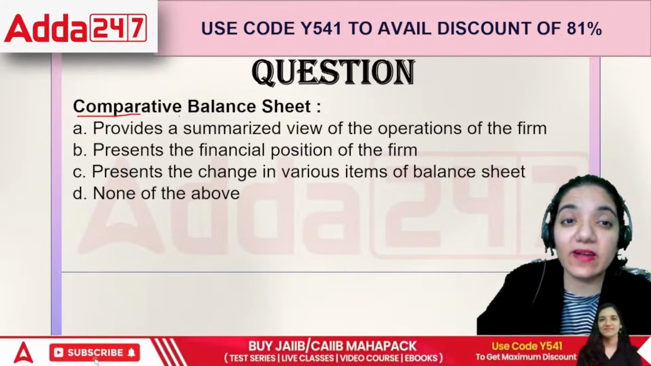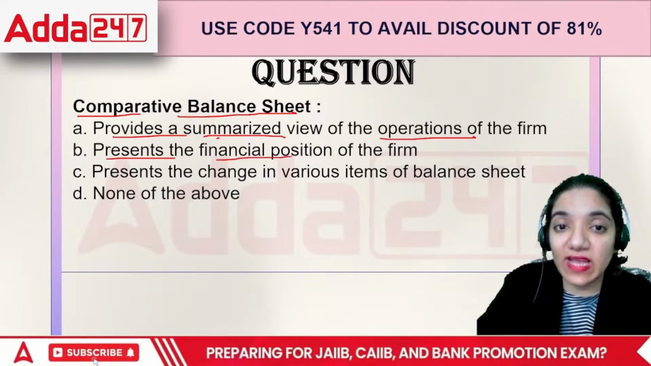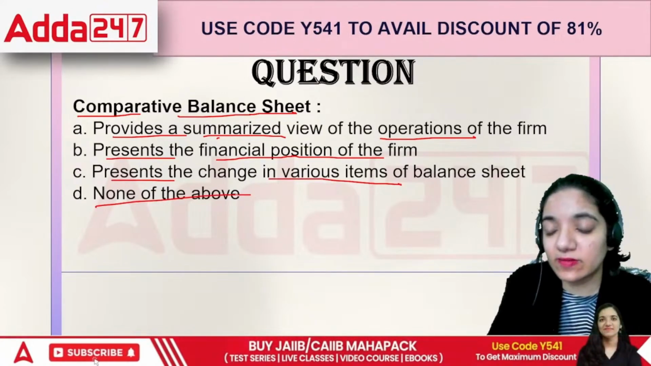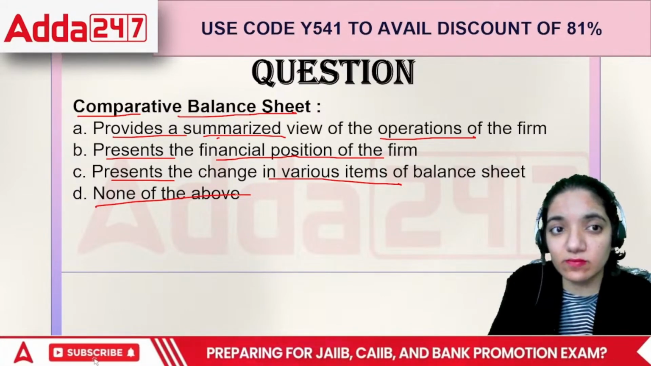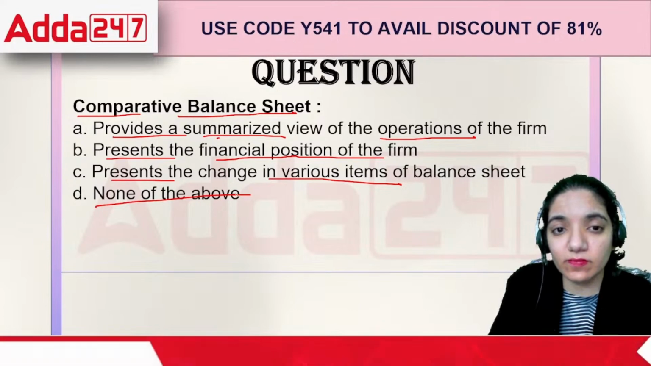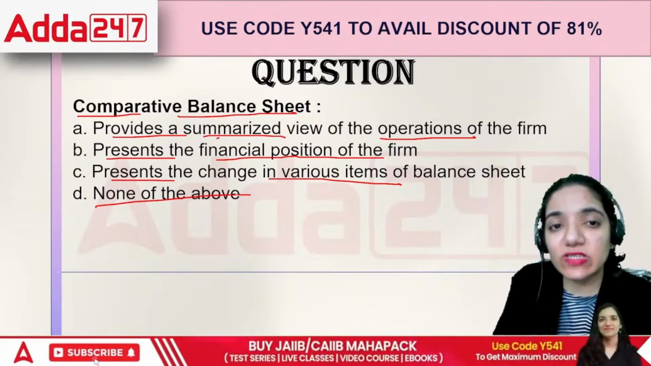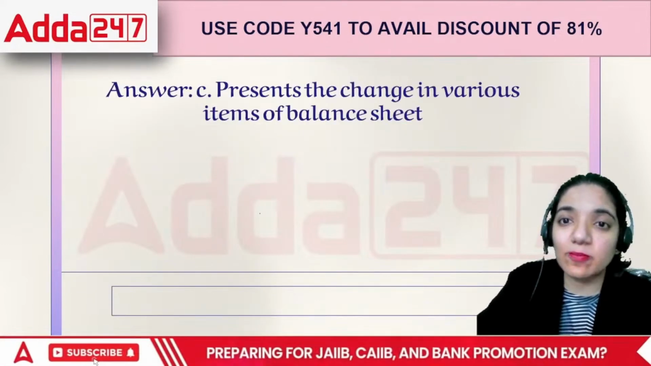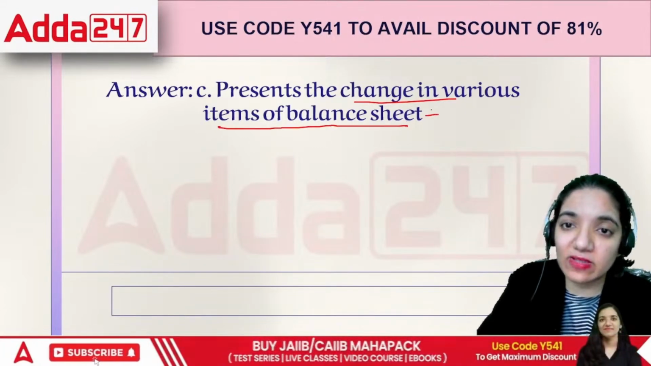Next question. Comparative balance sheet provides the summarized view of the operations, presents the financial position of the firm, presents the change in the various items, or none of the above. The comparative balance sheet presents the change in the various items of the balance sheet. Whatever changes are occurring in the balance sheet, it would be shown here.